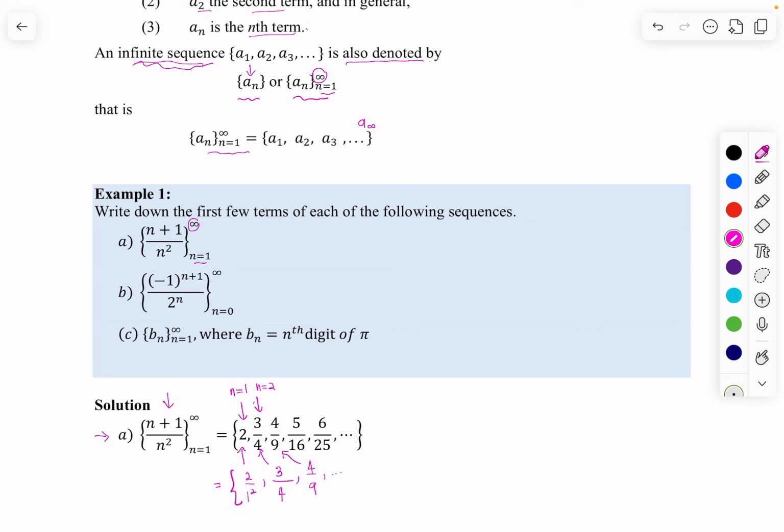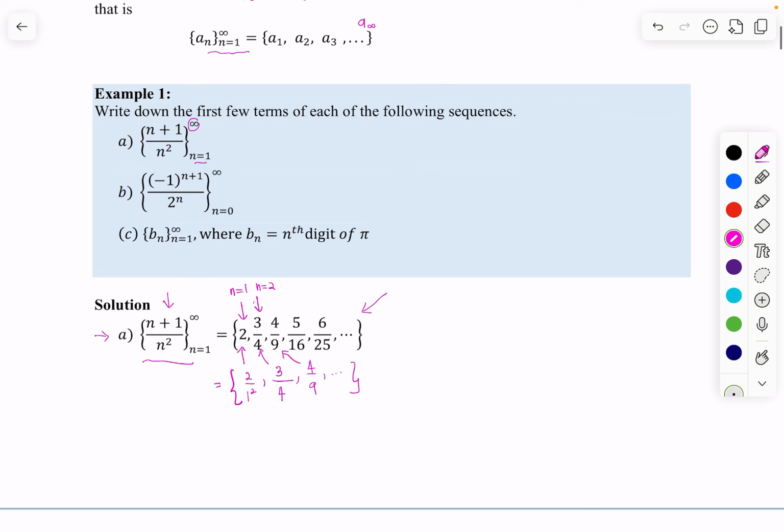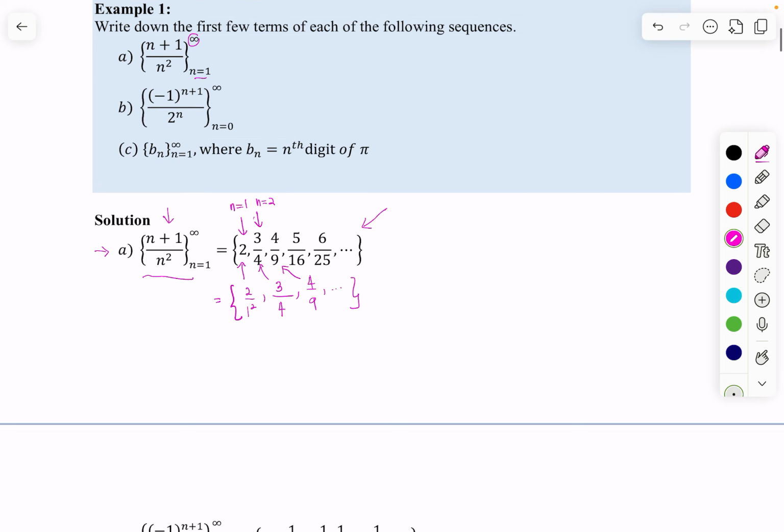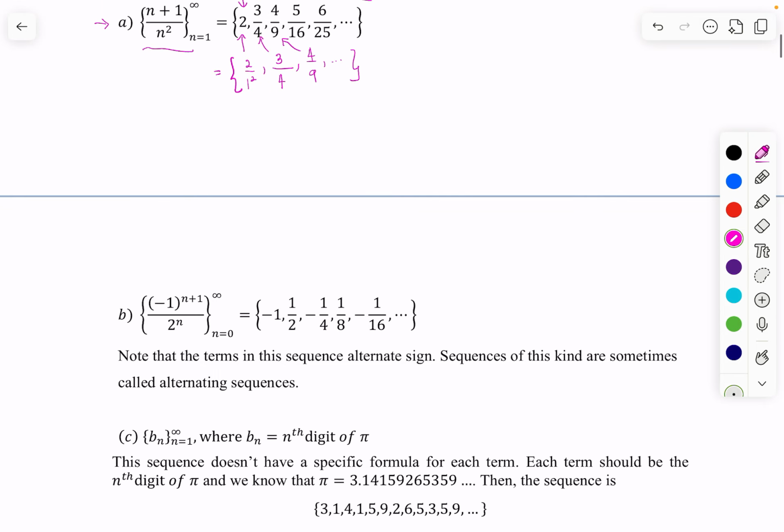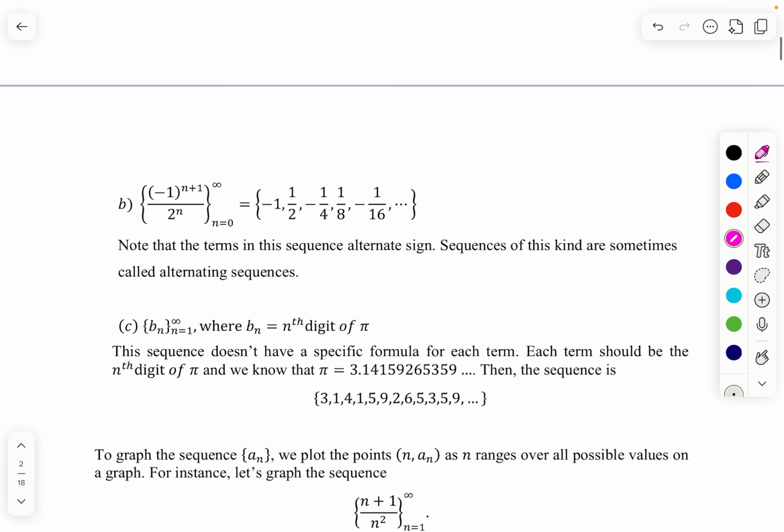If you try to find just a few terms only, just plug in the value of n to expand from this notation of the general sequence to this list, or the expanded version of the sequence. Okay, I know that is easy. And then we look at the second one. The same thing: you can expand this general notation into the expanded version by expanding a few terms.